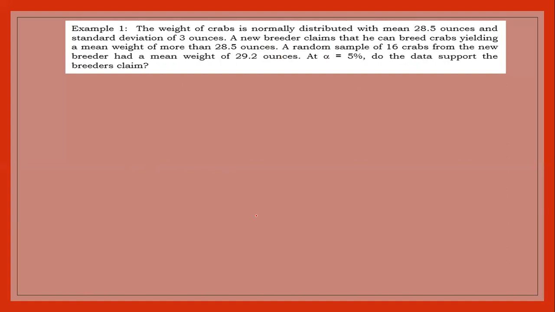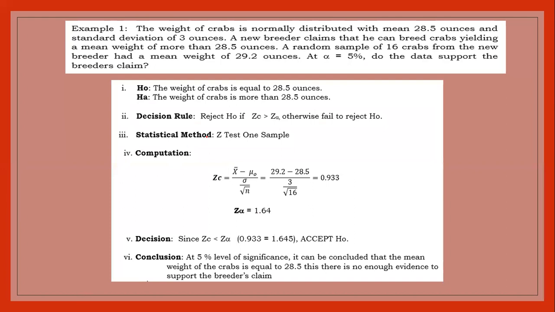Okay, so that's your alpha or level of significance. So what will be our test of hypothesis? Ayan, so we start with the weight of crabs is equal to 28.5. Diba? Ito yung napag-aralan natin sa pag-formulate ng null and alternative. So palagi nating i-equate siya dun sa population mean.